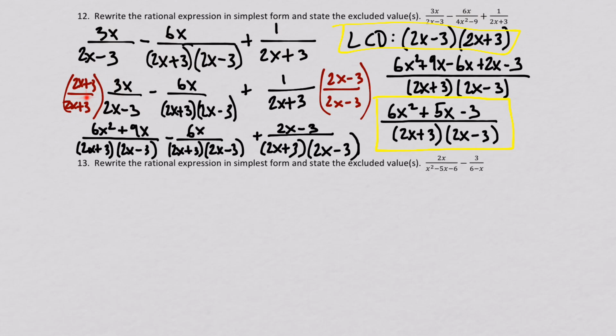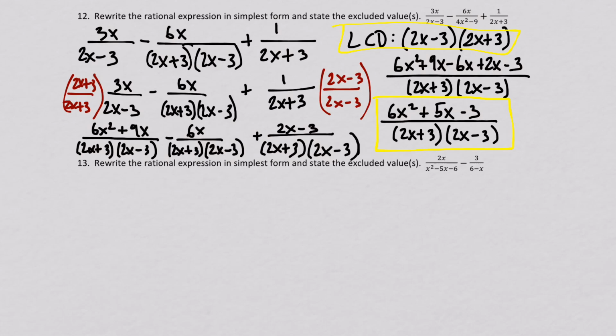Now in this one, on the left side, I distributed the 3x, got 6x squared plus 9x over 2x plus 3, 2x minus 3. This one stayed the same, and this one, 1 times 2x minus 3 just becomes 2x minus 3 over 2x plus 3, 2x minus 3. Now that they all have the same denominator, I put all the numerators together. So 6x squared plus 9x minus 6x plus 2x minus 3. I combined like terms, and I got 6x squared plus 5x minus 3.